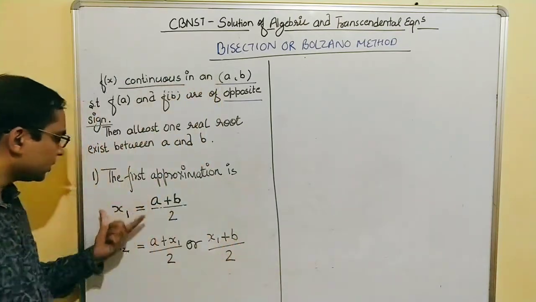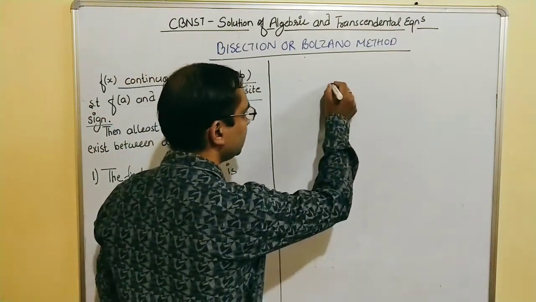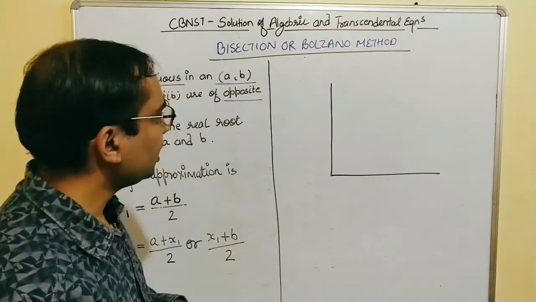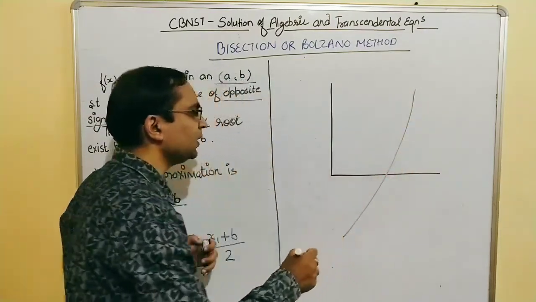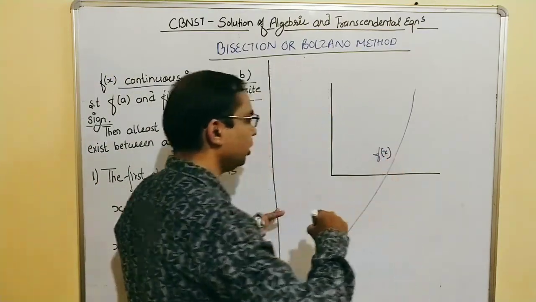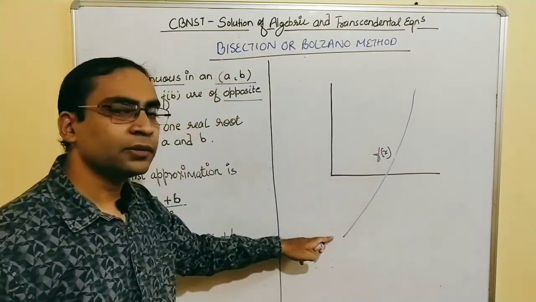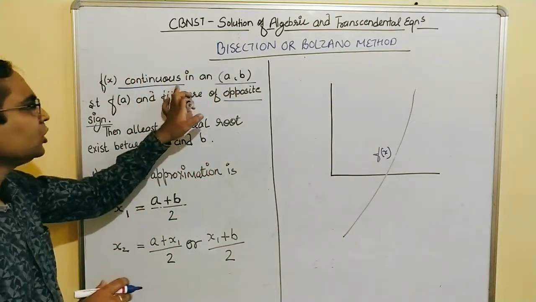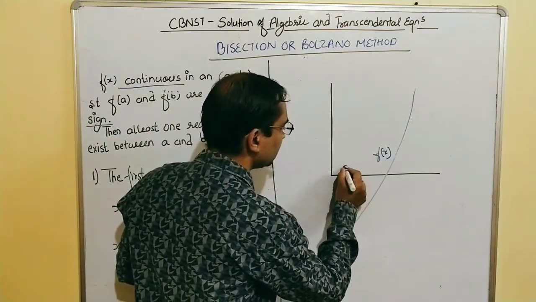So let's see how this theorem works. Let me give you a graph, on the basis of which we will be able to understand the bisection method. We can see the x and y axis, and a function represented by this curve. This curve is the representation of the function f(x). The curve is continuous, so there is no gap in it anywhere, and it has to be continuous in an interval [a, b]. Let's say this location indicates a.